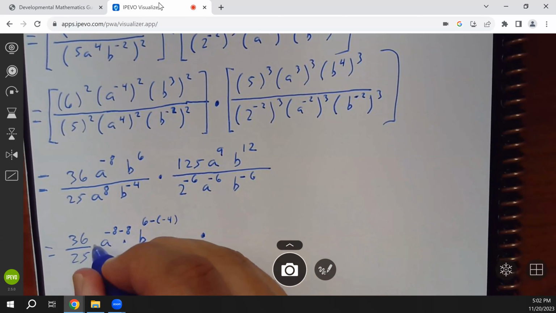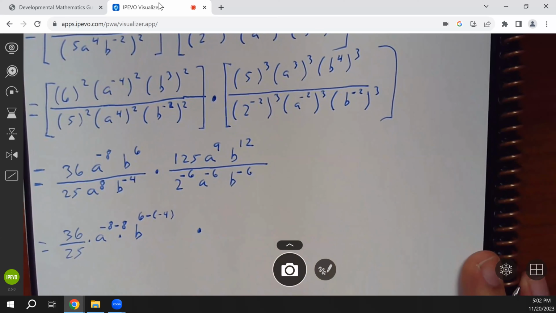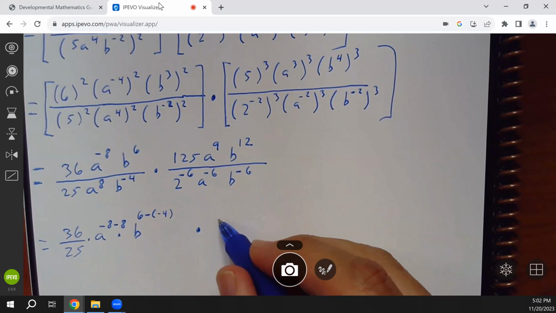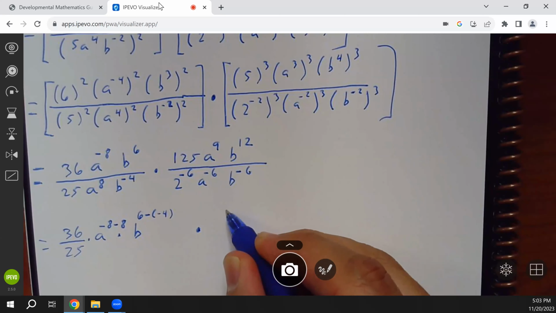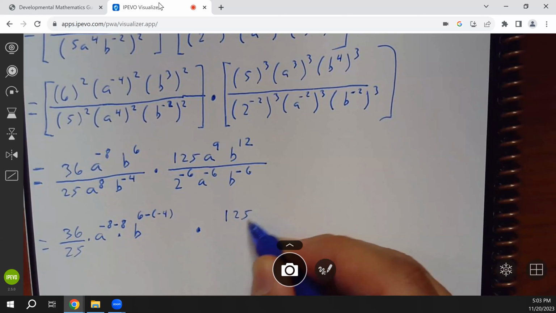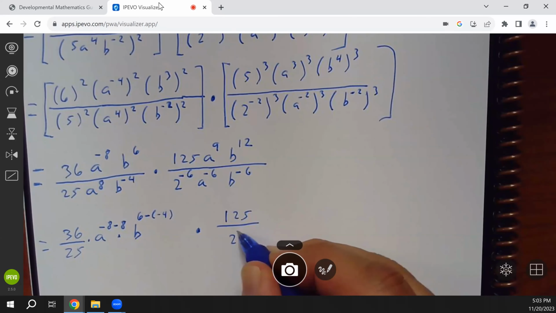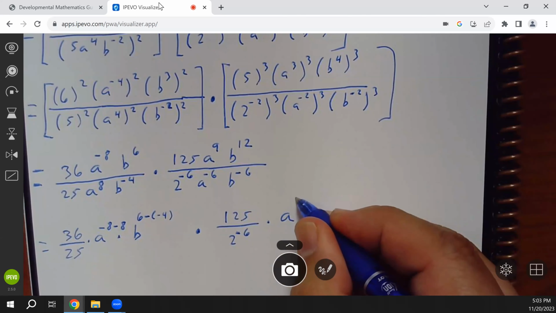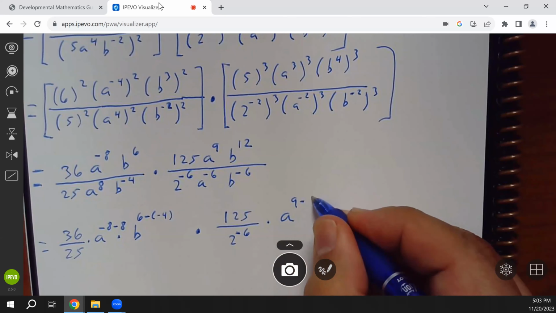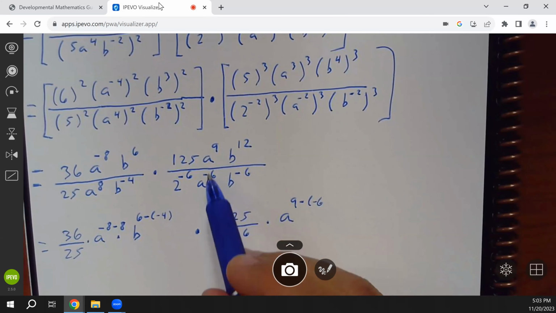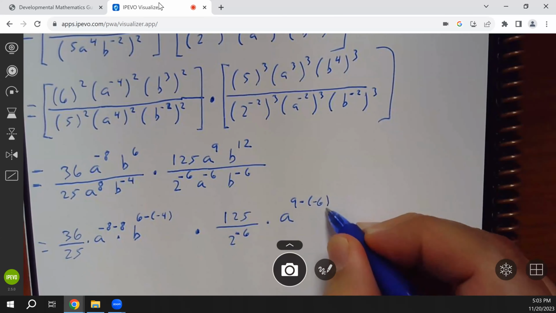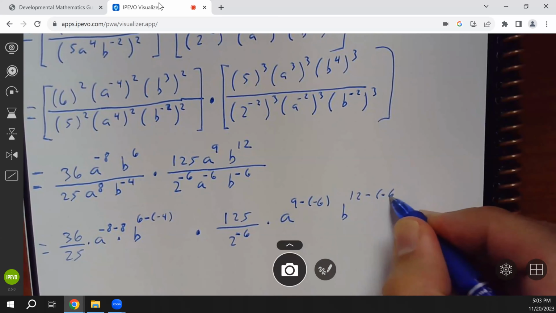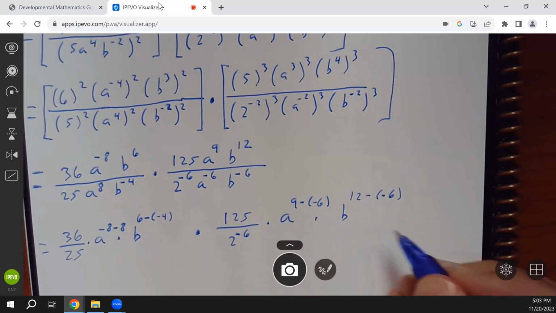They're all technically times. 25 over 2 to the negative 6. A to the 9 minus the negative 6. I'm doing these two A's. B to the 12 minus a negative 6. Technically all times.